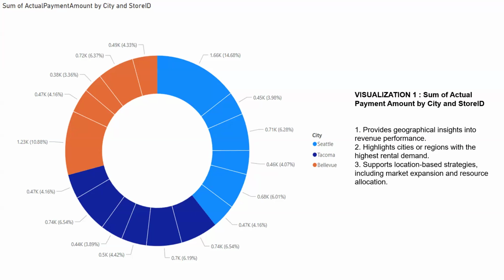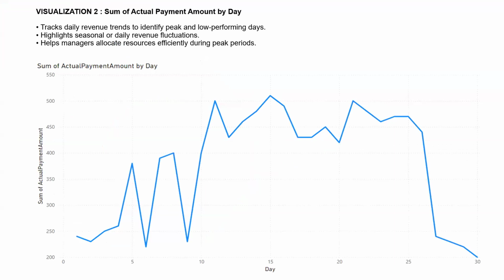Now let's look at the second picture. The second visualization is the sum of actual payment amount by day. It gives a clear picture of how revenue changes day by day, so that managers can easily spot peak days when revenue is higher and the quieter days with less activity. This helps managers plan better and make sure resources are allocated efficiently during busy times. This also identifies patterns in daily fluctuations.